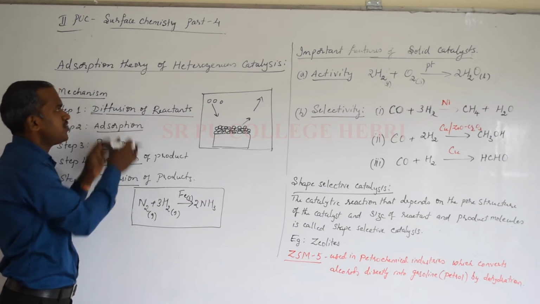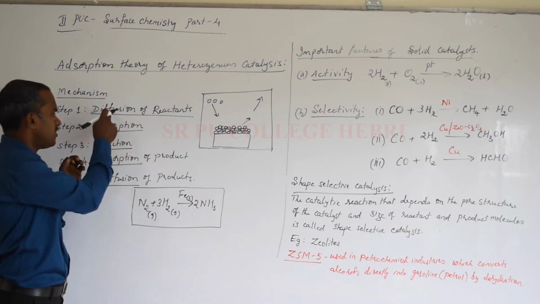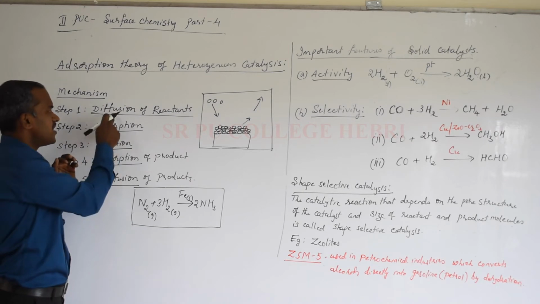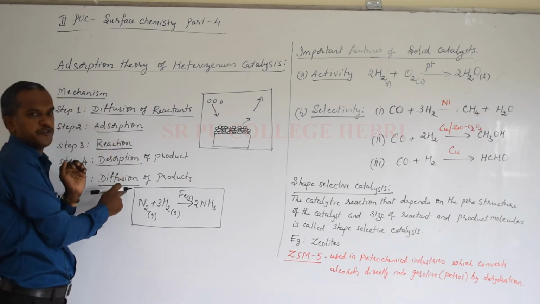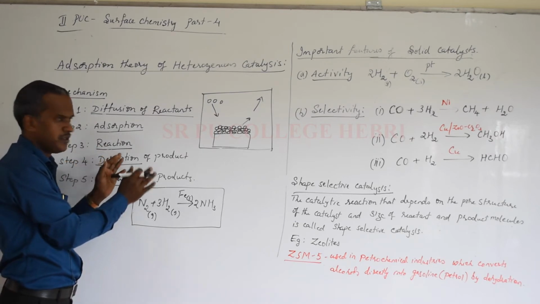So the mechanism of heterogeneous catalysis can be remembered with simple 5 words: diffusion, adsorption, reaction, desorption and diffusion. I think you understood. It is very easy.